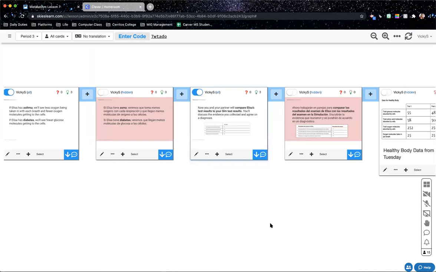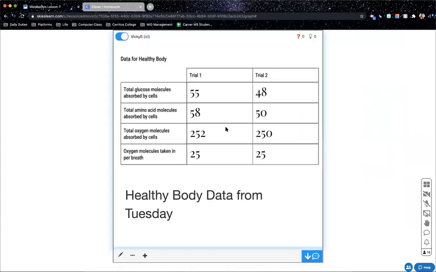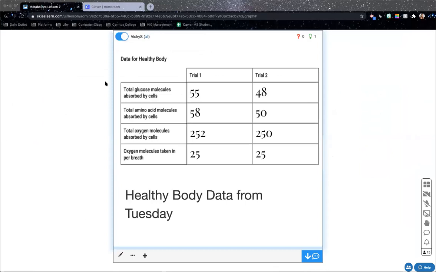Now we have to compare it to what we collected on Thursday. So this is what we collected on Thursday. Can you read it for me? Someone? Okay, go. Total glucose molecules absorbed by the cells, 55 when we first tried it. Then we saw that total amino acid molecules absorbed by the cells was 58. Total oxygen molecules absorbed by the cells was 252. And oxygen molecules taken in per breath was 25.